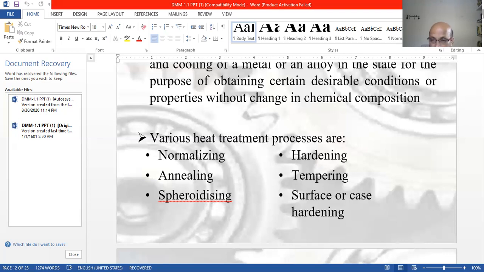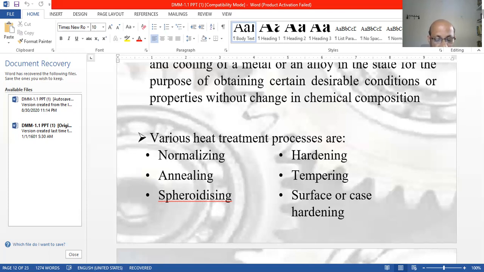Another point we will discuss is hardening. The first basic point, the main object of hardening, is to increase the hardness of the metal so that it can resist wear. Whenever hardness is there, it is very difficult to wear. That is the first object of this hardening process.